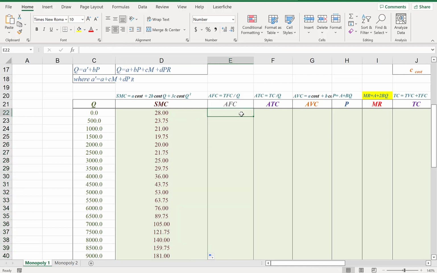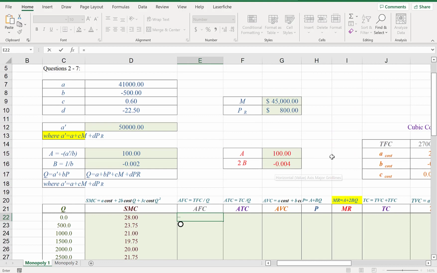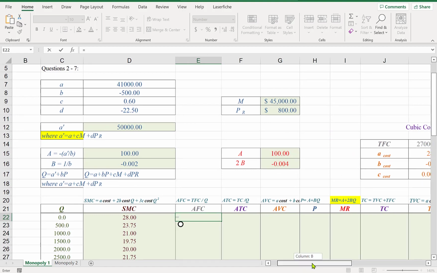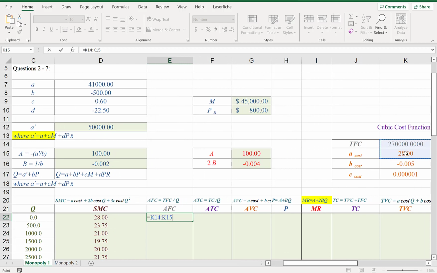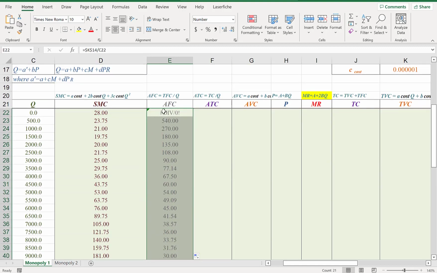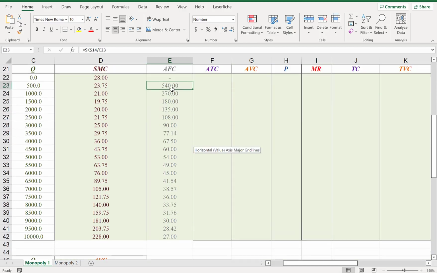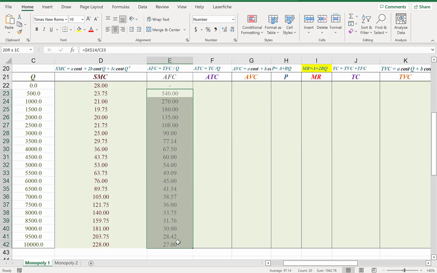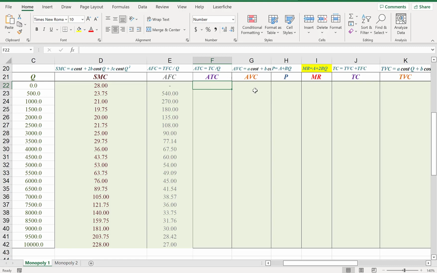Average fixed cost is total fixed cost divided by quantity. I have total fixed cost here in the cell, $207,000. So we're going to fix this cell because I want this constant value to be divided by quantity. The first value will be undefined because you're trying to divide by 0, so we're going to put a dash instead. But as you can see, average fixed cost starts from a high level and keeps going down. We'll get to total cost later.